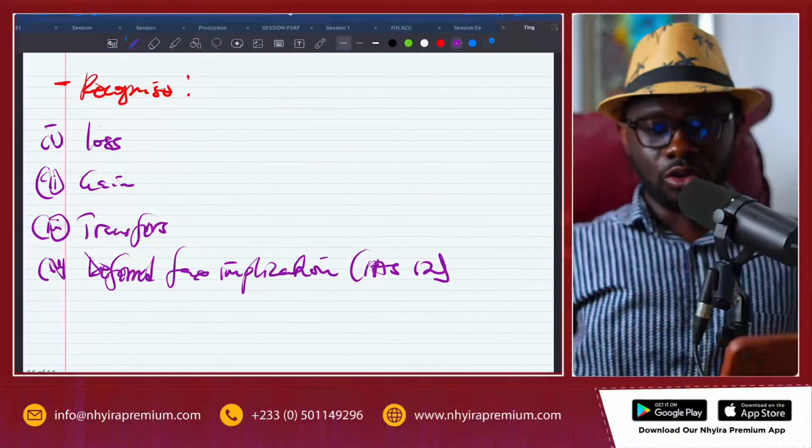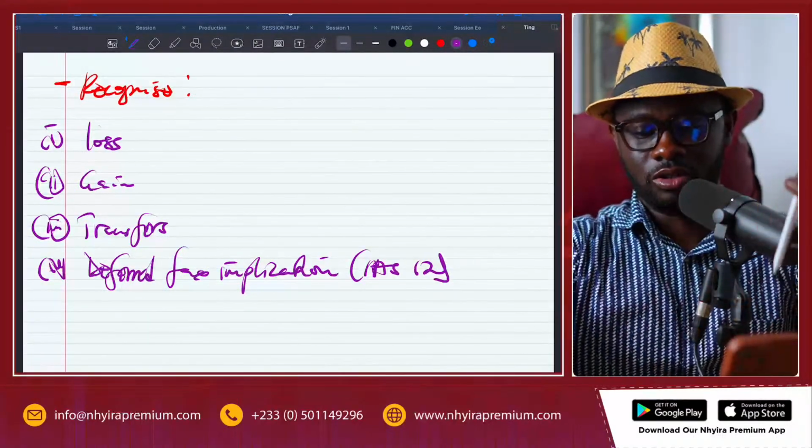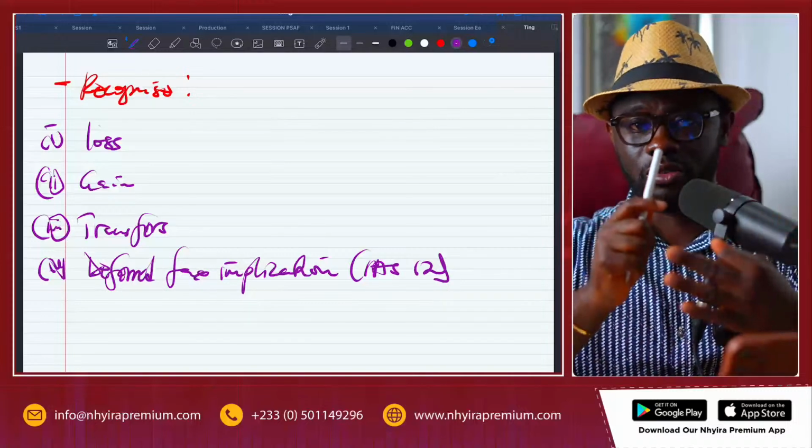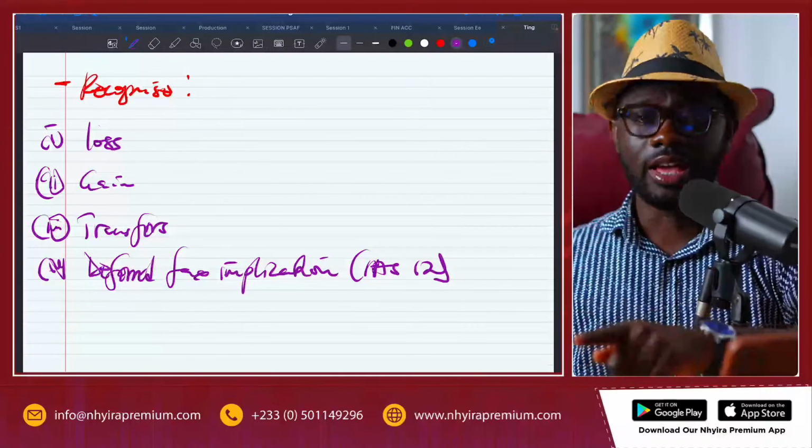Good. So when it comes to revaluations, we must know how to deal with losses. We must know how to deal with gains. We must know how to deal with transfers and deferred taxes, which is where IAS 12 comes to town.